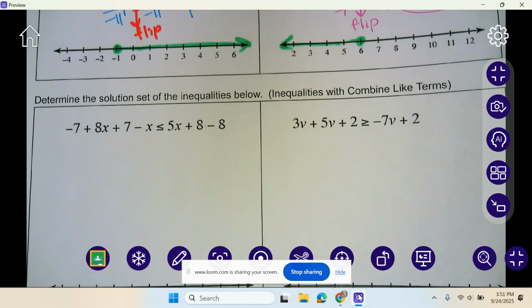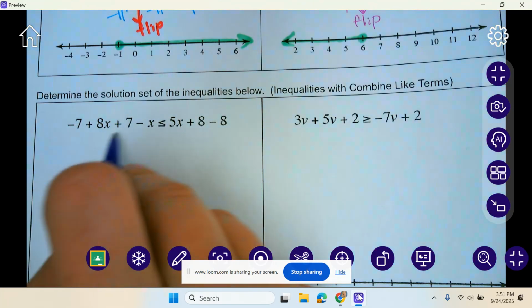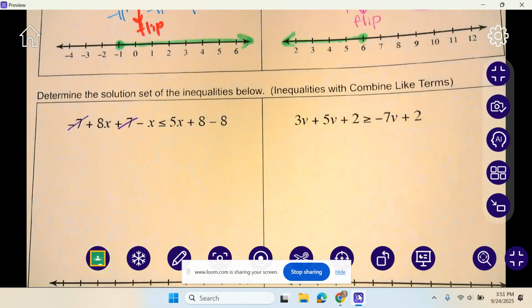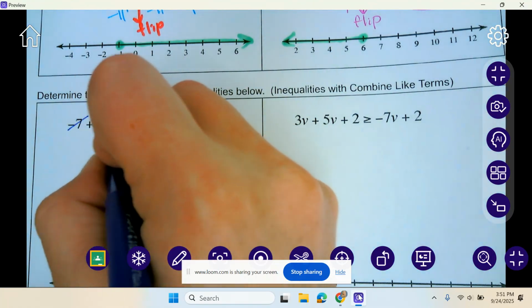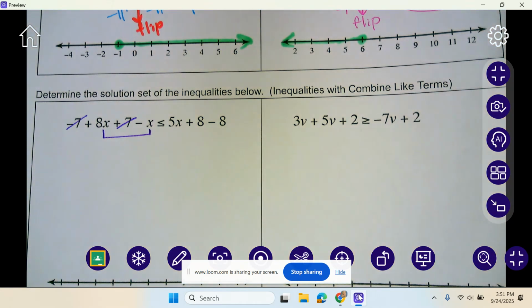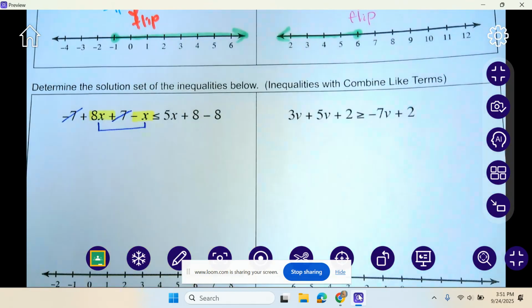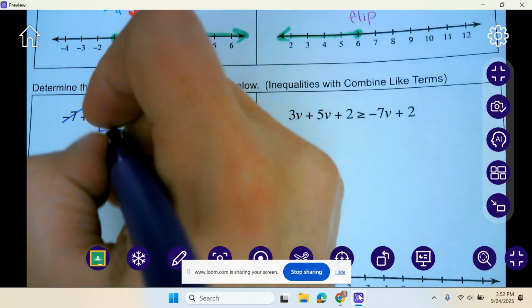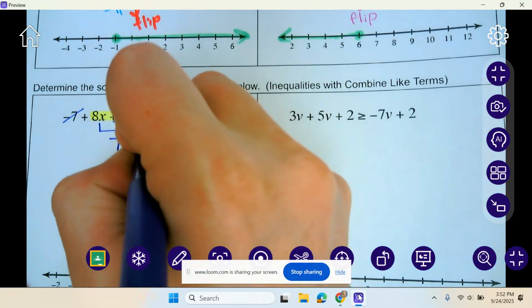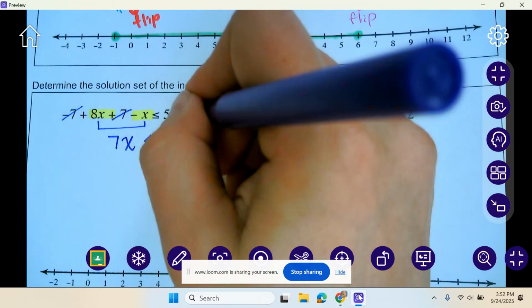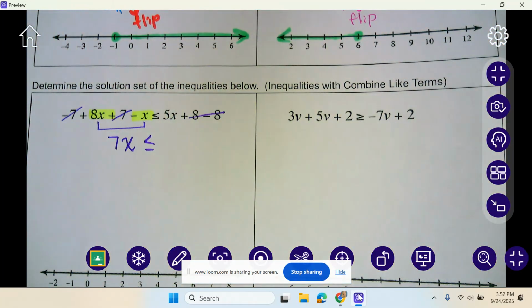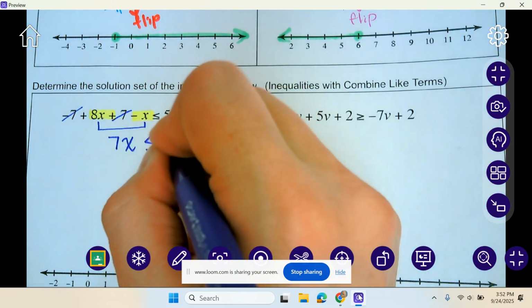So this one has no distribution, but we do have combine like terms. Over here, 7 and 7, they cancel. And then I have 8x minus x. I have 8x minus x, that gives me a positive 7x. And then over here, 8 minus 8 is 0, so they essentially cancel out, and I'm left with 5x.